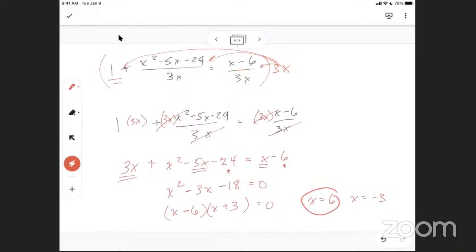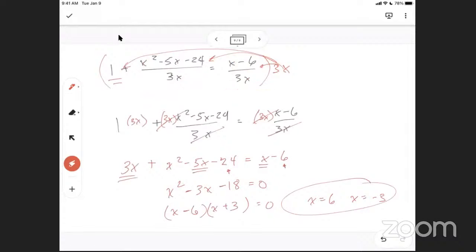Now you always want to check your original and see what the excluded values were. Are either of these values excluded? No, the only one that's excluded is 0, right? You can't put a 0 in for x. So these are not excluded, so they're good. If you plug these into the original equation, negative 3 for all the x's, guess what you get? Left side equals right side. If you plug this in for all the x's, guess what you get? Left side equals right side.